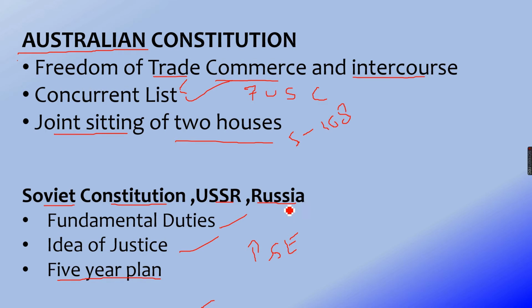So if the question asks from which constitution we have borrowed these things, and they give the options Soviet Union, USSR, Russia, all 3, you are going to take the answer Russia. Remember, the correct answer is Russia, but in a few books you will find USSR and Soviet Union as the correct option, but there is a mistake in the printing.